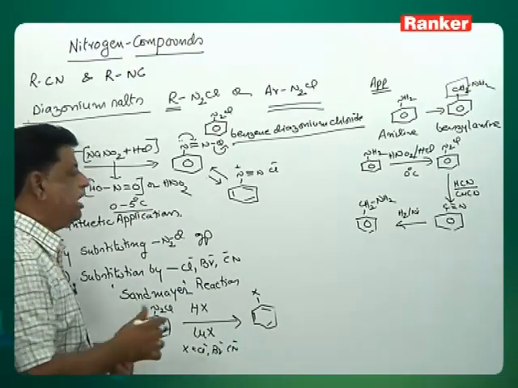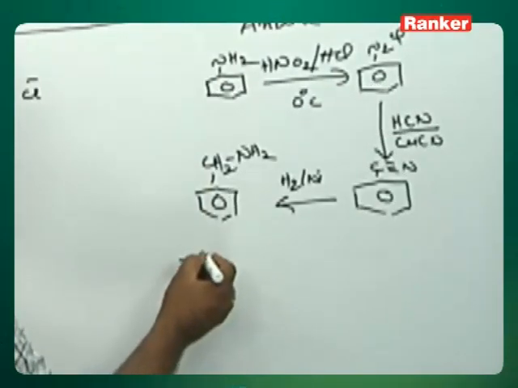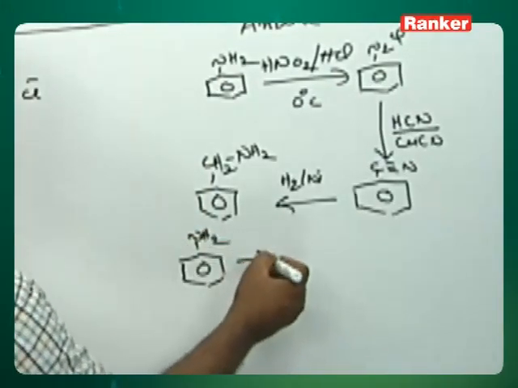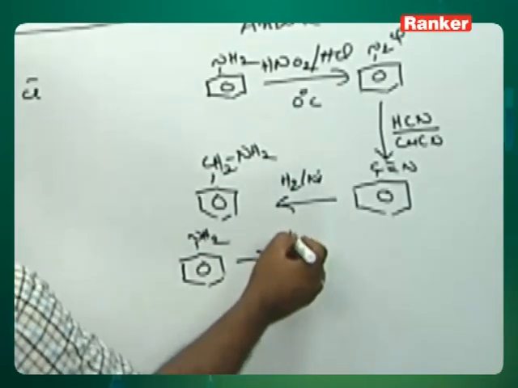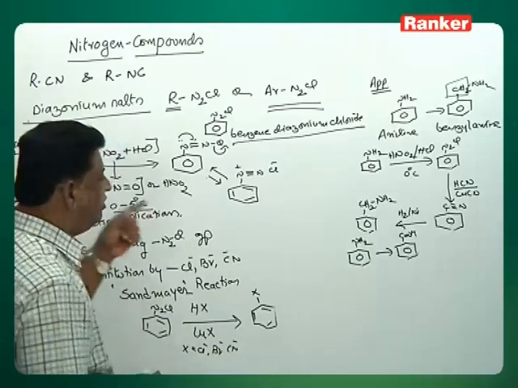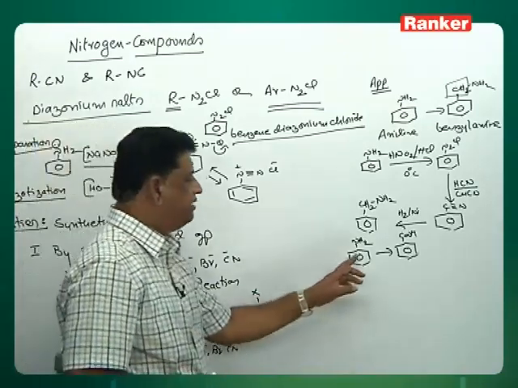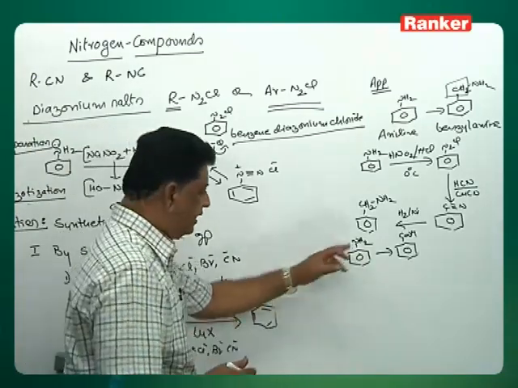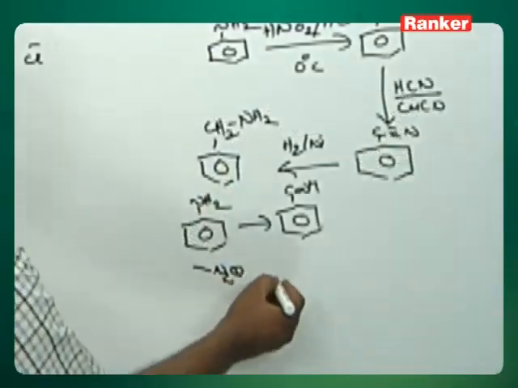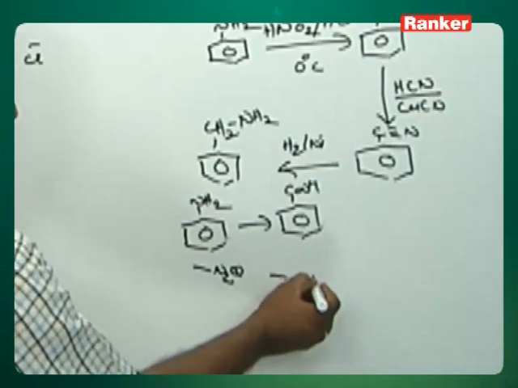How do you convert aniline into benzoic acid? This is also a good question. Aniline into benzoic acid. How do you get this benzoic acid? Cyanides on hydrolysis will give COOH. So first convert into the diazonium salt. That NH2 is converted to N2Cl. The N2Cl is then converted into the CN.